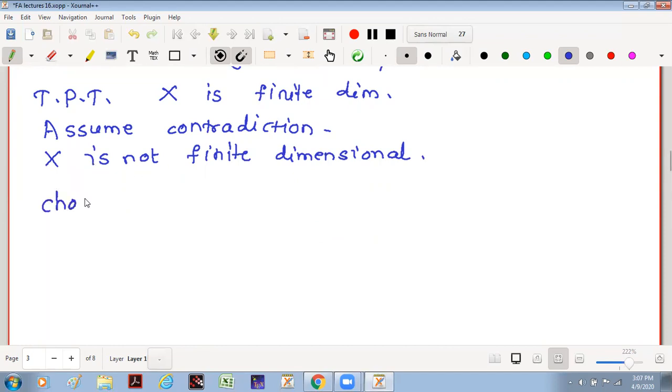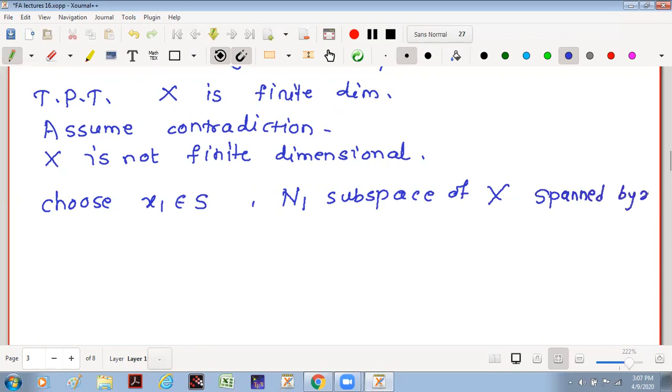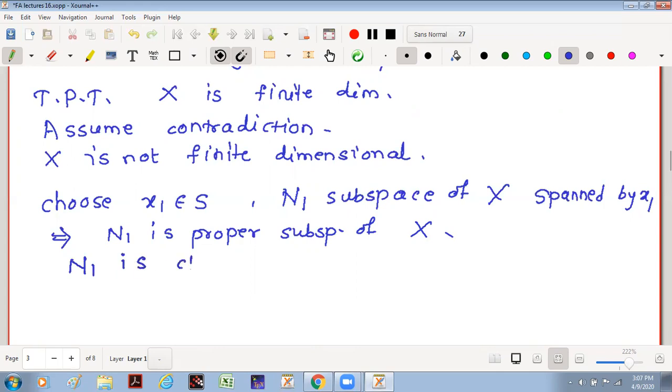Therefore, let us start with one element x1 in S, which is compact, and let us create N1 as a subspace of X spanned by x1. Then may I say N1 is a proper subspace of X? Okay, now as N1 is a proper subspace of X, N1 is finite dimensional. Therefore, may I say N1 is closed.